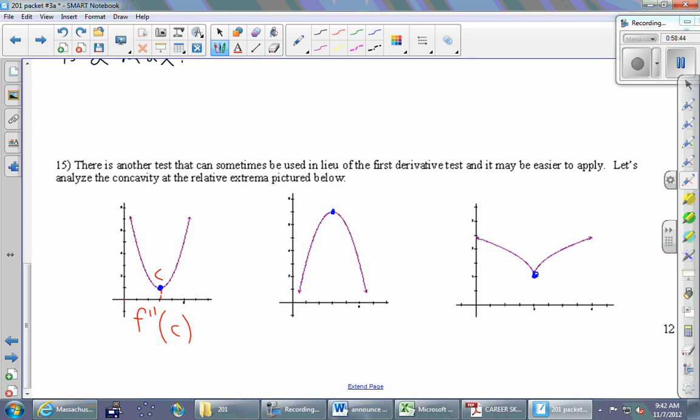So what kind of concavity does that parabola have at C? It's concave up. So what's true about the second derivative? Is it a positive or a negative number? That's a positive number. Okay, fair enough. That's old news.